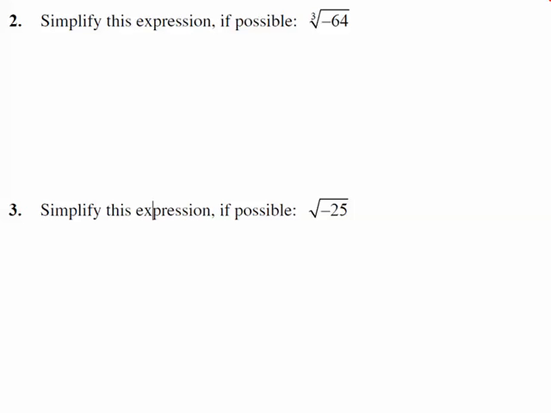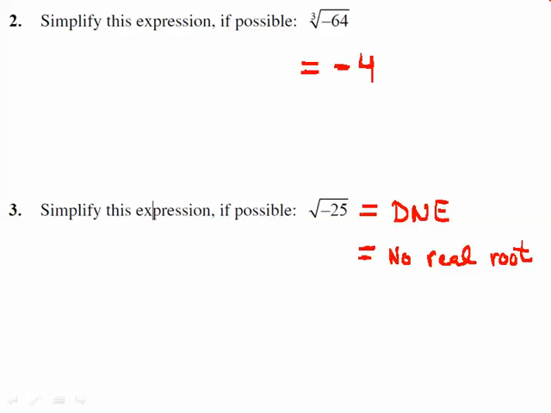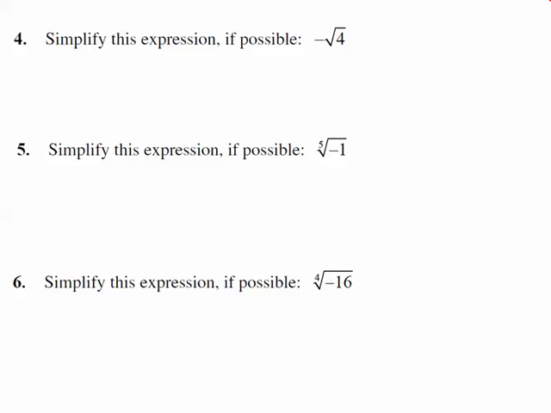Alright, the cube root of a negative 64. What number times itself 3 times gives you negative 64? Yeah, negative 4. Are we good? How about a square root of negative 25? Yeah, does not exist, or no real root. And again, the reason why this is no root is because we're in the real numbers. If you move on to different types of numbers, mostly used in electrical engineering, this does have an answer, because we need it to have answers with engineering. Okay, 4, 5, 6, all yours, go for it.